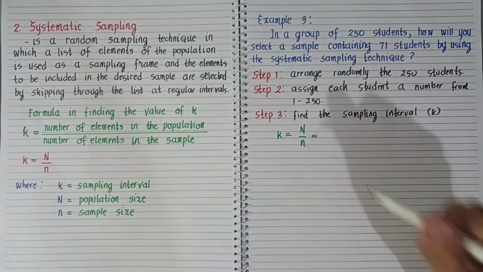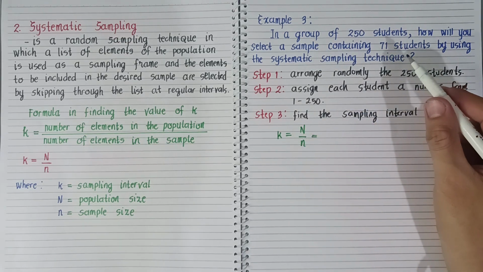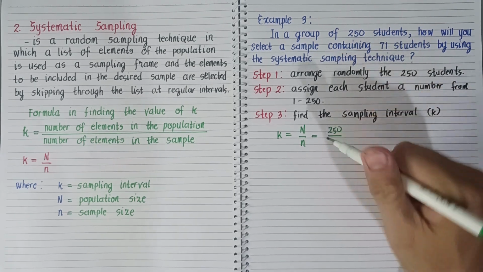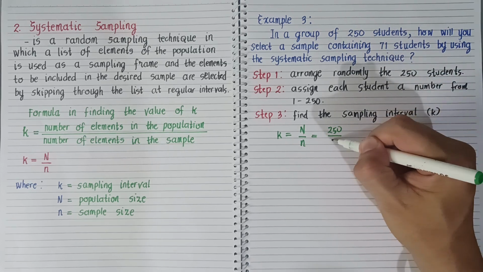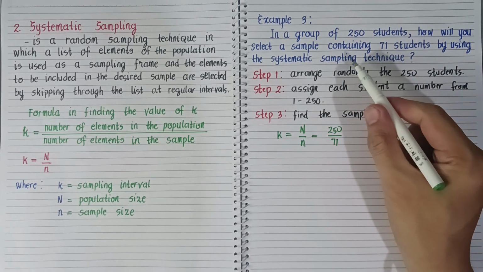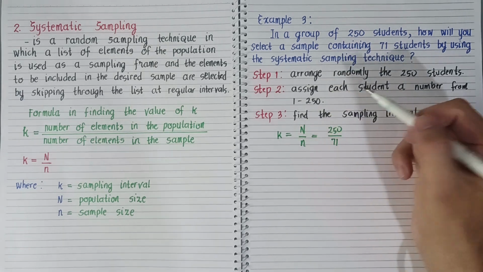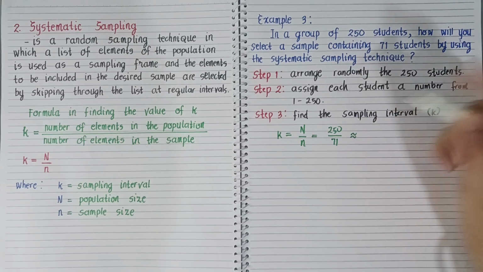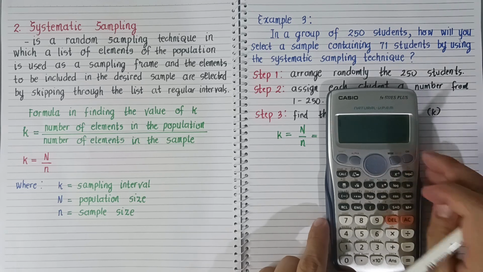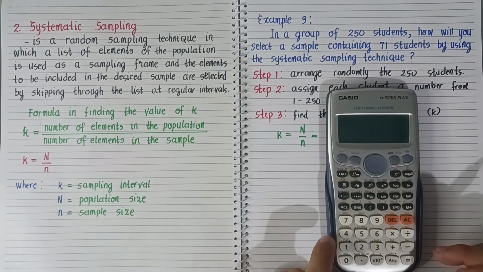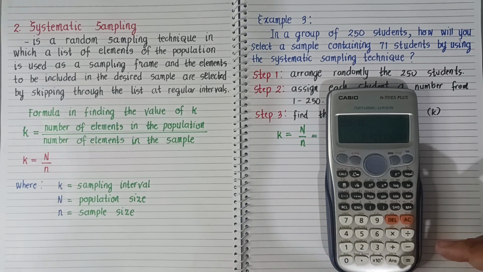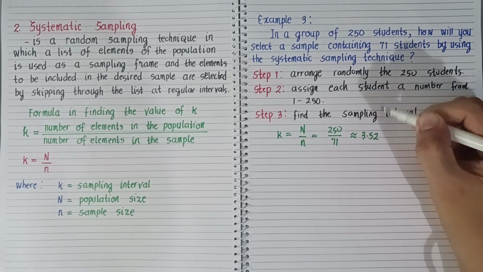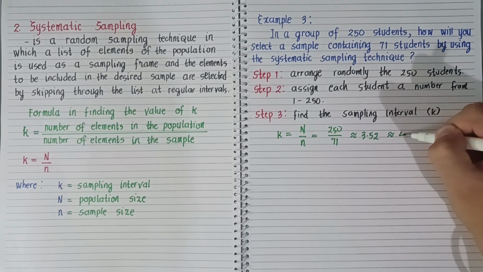So, guys, dito, replace natin yung capital N, which is 250, right? Okay. And then yung small n natin, very good, which is 71. Okay, kasi yun yung sample containing 71 students by using the systematic sampling technique. Okay, so guys, ito, i-divide natin yan. This is equal to, okay, gamit tayo ng calculator. 250 divided by 71, that is equal to 3.52. Okay, so 3.52. So, mag-round off tayo. This is actually equal to 4.